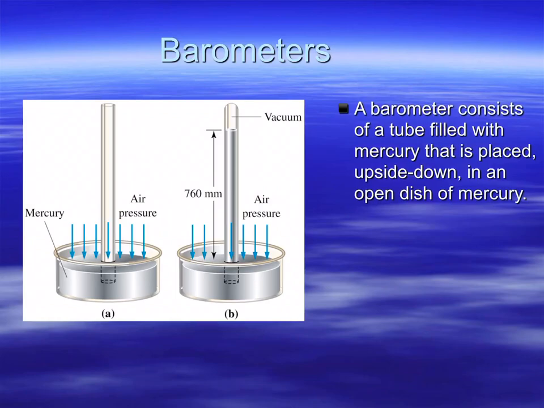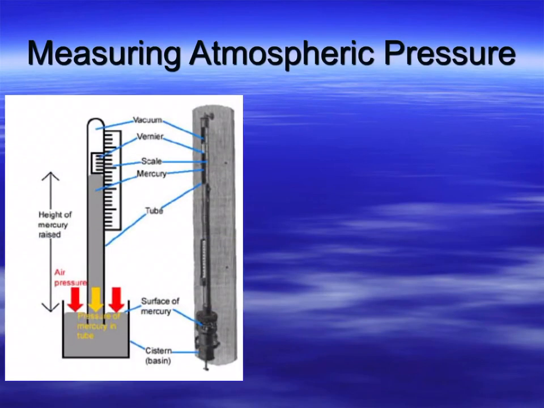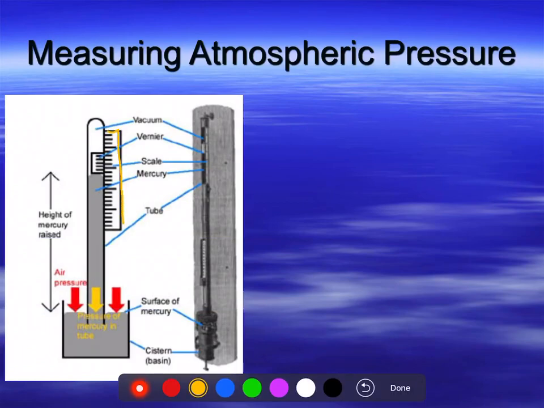So a barometer consists of a tube with mercury that's placed upside down in an open dish of mercury, right? The top of the tube is a vacuum, so there's no air pressure in that vacuum. The bottom of the tube is open to the atmosphere, and mercury doesn't evaporate either, so you don't have to worry about your mercury disappearing over time. So as I explained, the atmosphere is going to push the mercury up the tube, and then they put a scale on there, and we can measure it, right?